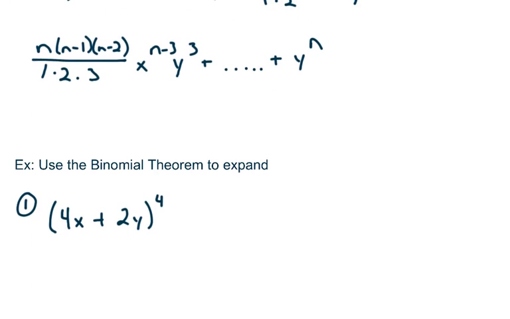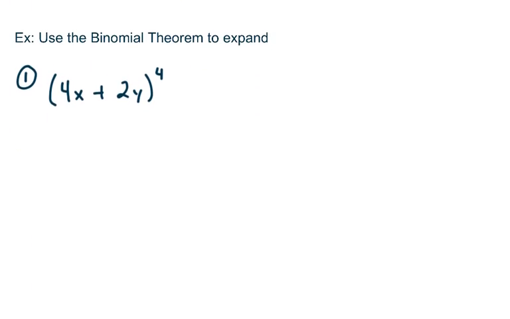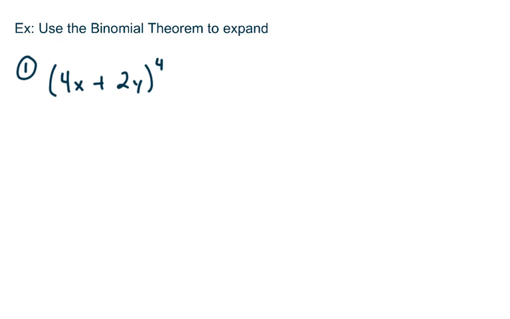So let's try one. I just got one with the binomial theorem. It's not going to take as long as the last example, so let's just kind of put our heads down and get right to it. So use the binomial theorem to expand 4x plus 2y to the 4th power. It's important to know what our n value is.